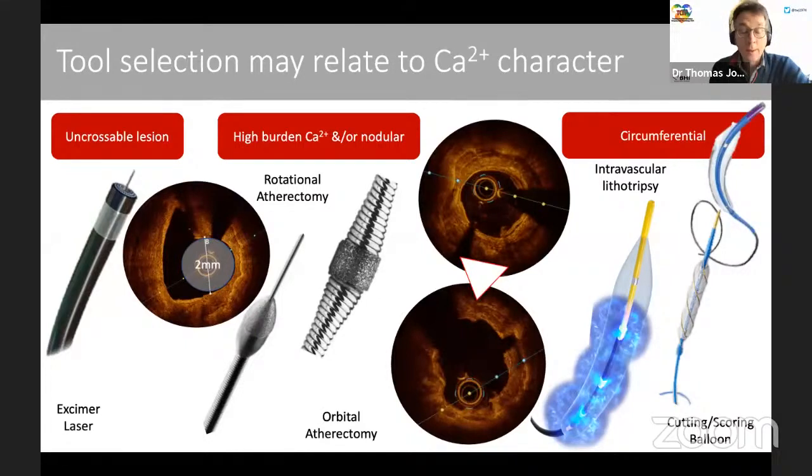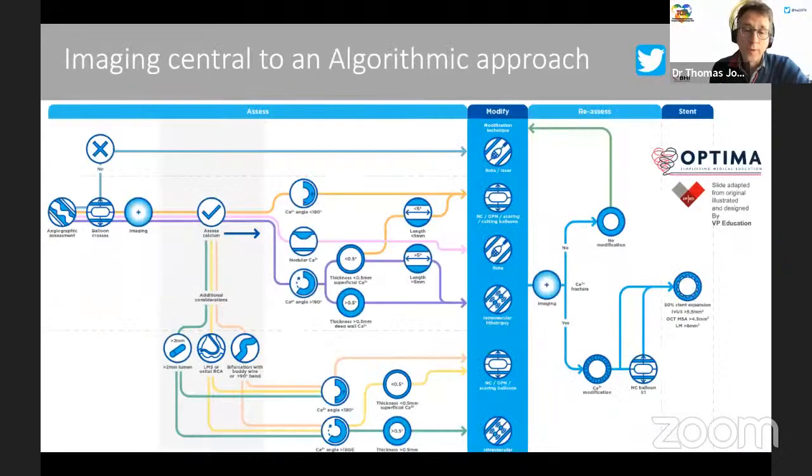Now that means actually we've got quite a lot of decisions to make, and I think what that leads on to is this idea of taking an algorithmic approach. And this, for me, I think is the most elegant of the algorithms that have been described to date. This comes from a collaborative effort between James Spratt and Margaret McIntaggart alongside vascular perspective education. And I'll take you through this in turn.